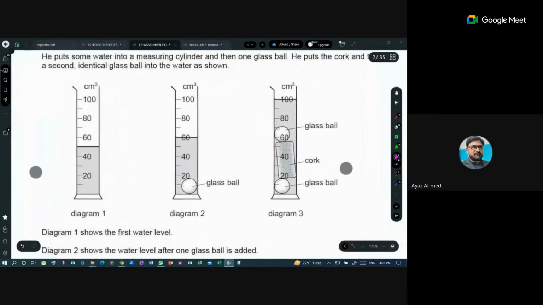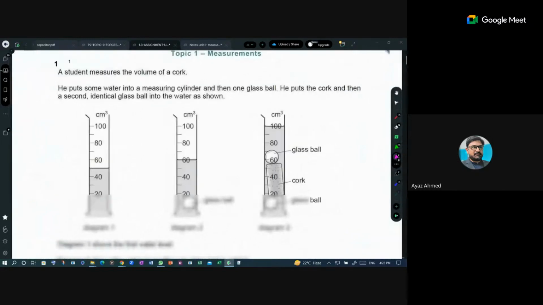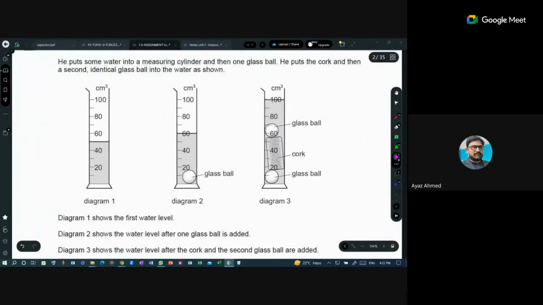Now this is a very important question related to measuring objects which are not immersed in the liquid. For example, the density of the cork is less than the density of the water. That's why we use some marbles, some glass balls, to trap it inside the water. So here he has placed some water. What is the volume of the water?